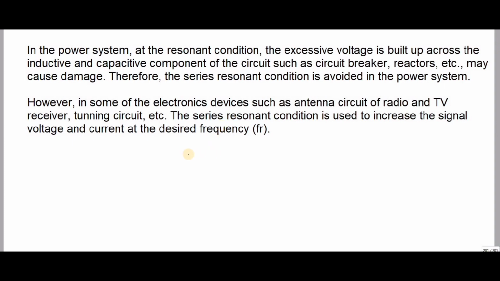Okay, so this series resonance condition is used to increase the signal voltage and current at a desired frequency. So at series resonance condition, XL is equal to XC. So I can write omega L is equal to 1 divided by omega C, right? So omega square is equal to 1 divided by LC. So omega is equal to 1 divided by root of LC. So F is equal to 1 divided by 2 pi root of LC. This F I can write as the resonance frequency.